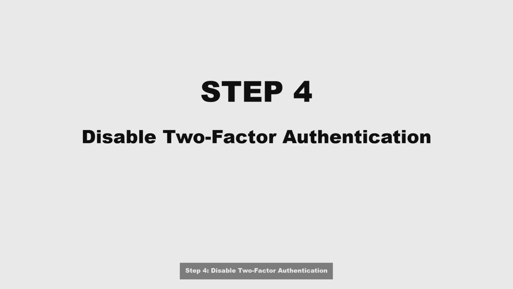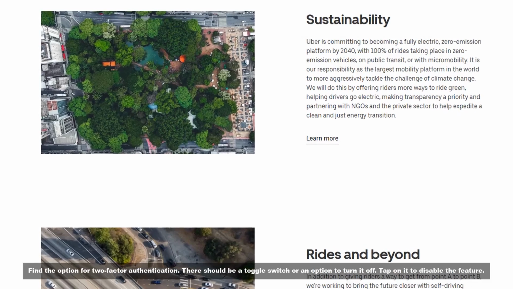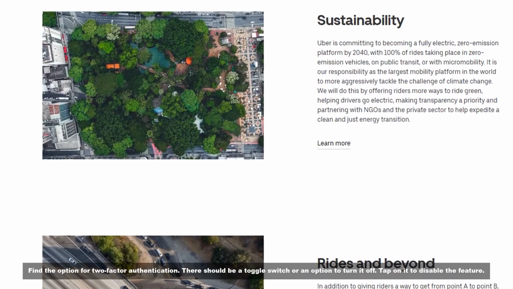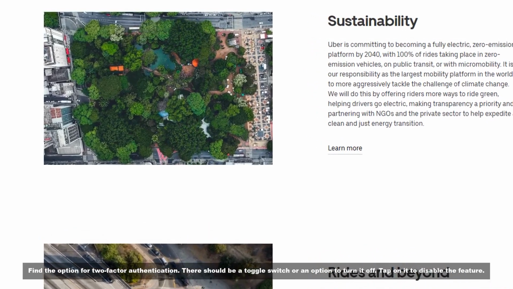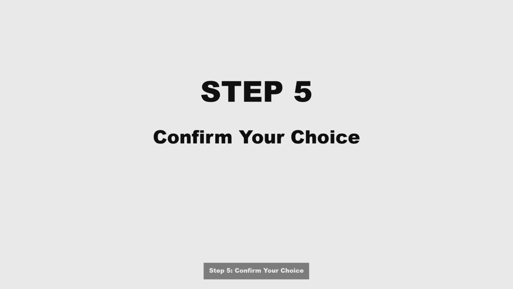Step 4. Disable two-factor authentication. Find the option for two-factor authentication. There should be a toggle switch or an option to turn it off. Tap on it to disable the feature.